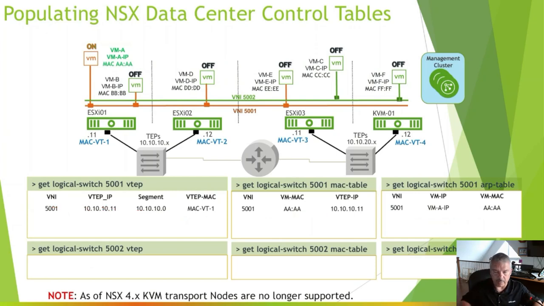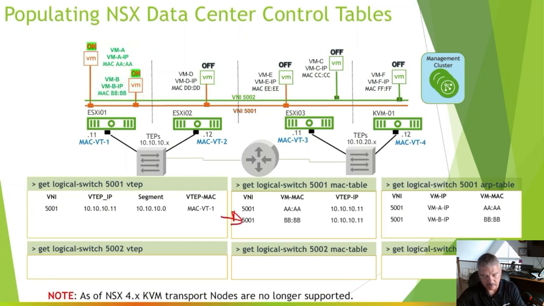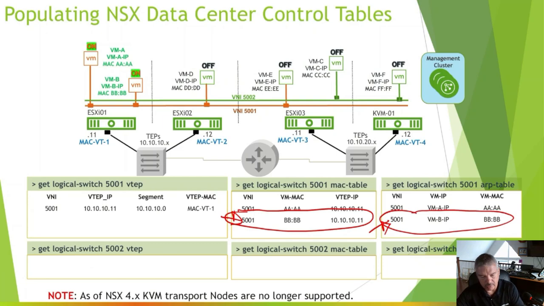Now, let's power on another one. So let's power on VMB over here. And again, it's on the red segment. So again, what we're going to see now is we have the MAC table being updated with a second entry and the ARP table being updated with a second entry. Those are the entries for VMB, right? You can check those out.